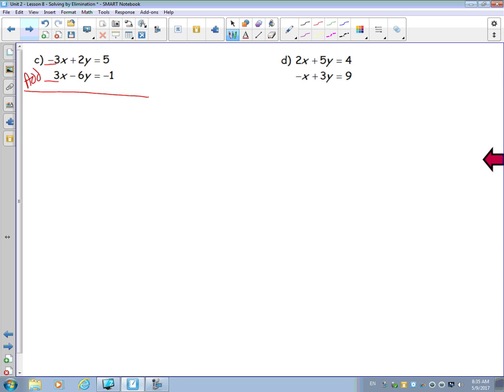2 plus negative 6. That gives me negative 4 y's. 5 plus negative 1. That gives me 4. Divide it out, and y is negative 1.